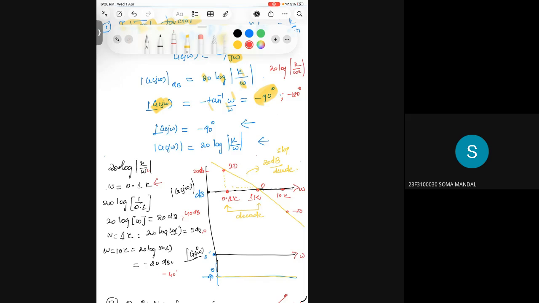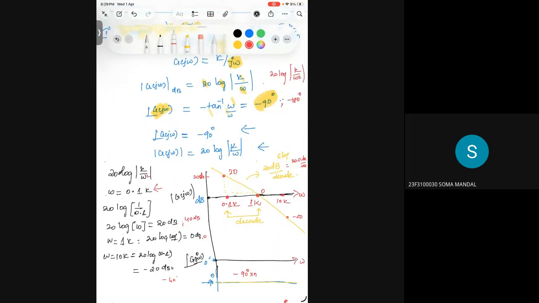So your slope keeps on changing based on the pole type number. Your slope should be minus 20 into n decibels per decade, and your phase would be minus 90 into n degrees. For S square, this will be minus 40 decibels per decade, not plus, it's minus. So for S square it will be minus 40, S cube it will be minus 60. Similarly it goes on. For S power n it will be minus 20 into n decibels per decade, and minus 90 into n degrees of phase angle.